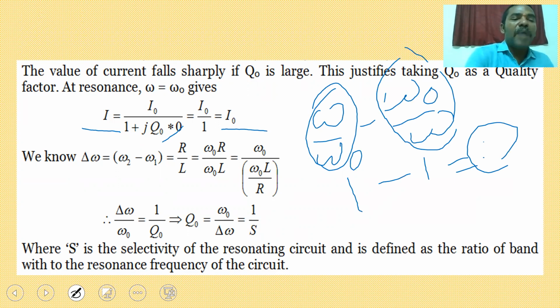Now the bandwidth omega 2 minus omega 1 is equal to R by L. I am multiplying and dividing by omega naught, so omega naught R divided by omega naught L. That is equal to omega naught divided by omega naught L by R. So delta omega by omega naught is equal to 1 by Q. So Q naught is equal to omega naught by delta omega, or 1 by S, where S is selectivity.